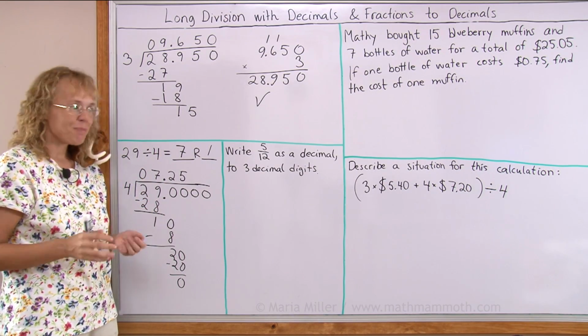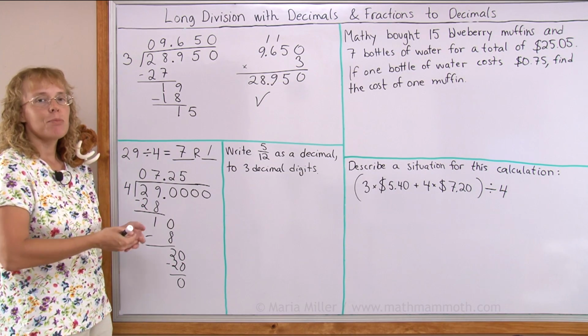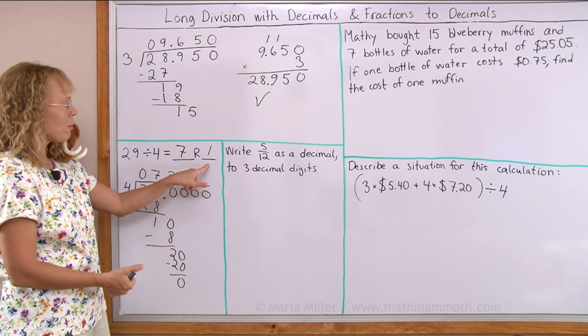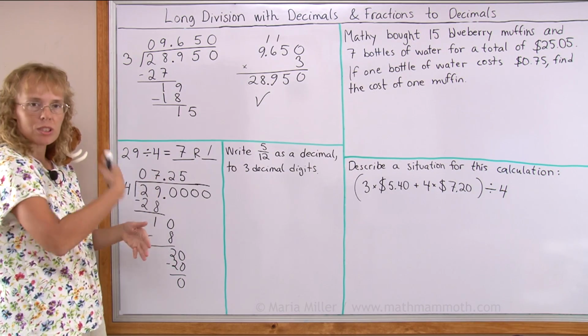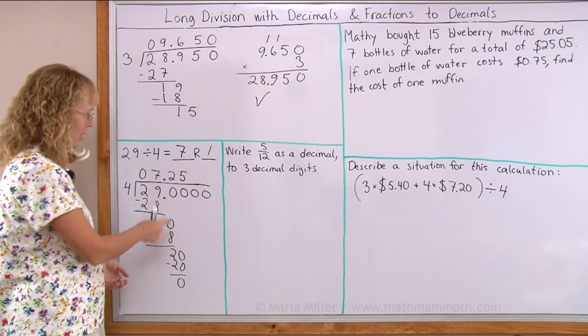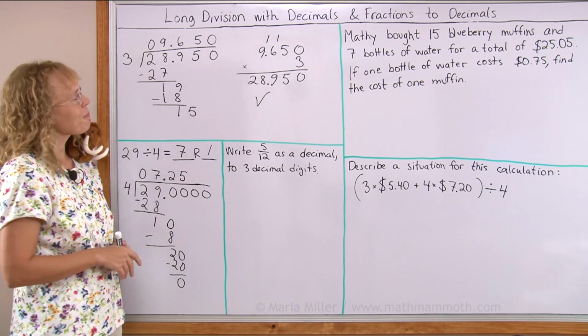Does that make sense? You could even have 29 pies divided between 4 people. Everybody would get 7 pies. Then you have the 1 leftover pie. You divide that between 4 people too. Just cut it. And each person will get 1/4 more. This here, 25 hundredths is 1/4.